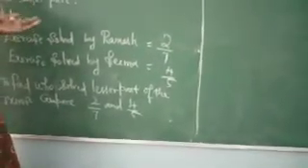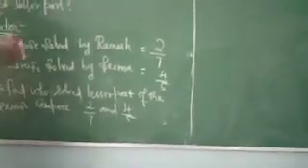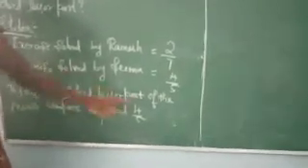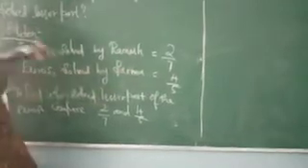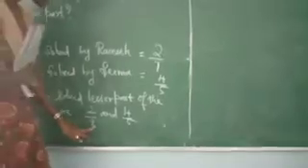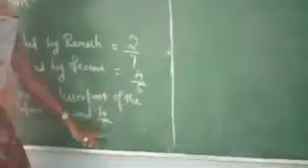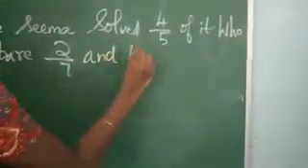Normally, when asked to find who has the greater or lesser, you compare the two things. So here, to find who solved the lesser part of the exercise, we have to compare 2 by 7 and 4 by 5. Both are fractions. So you have to compare 2 by 7 and 4 by 5.